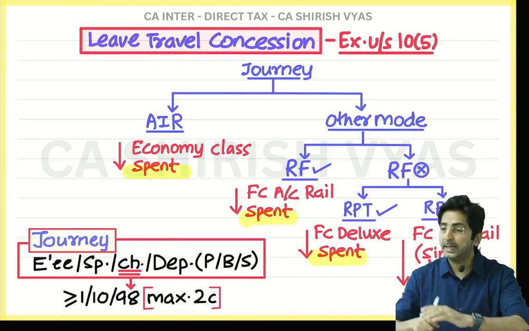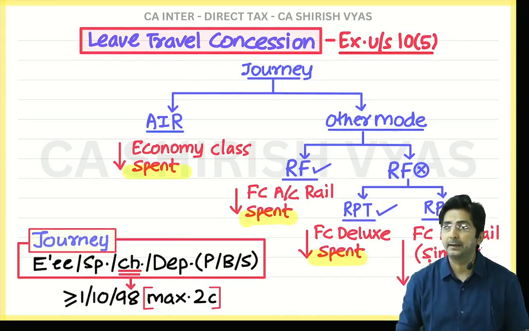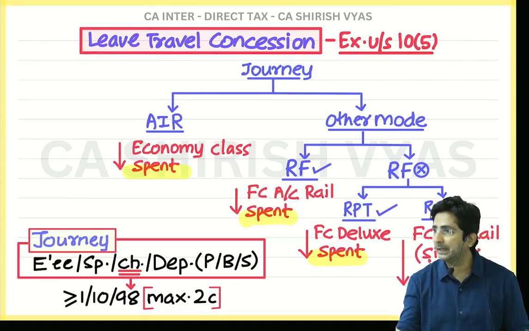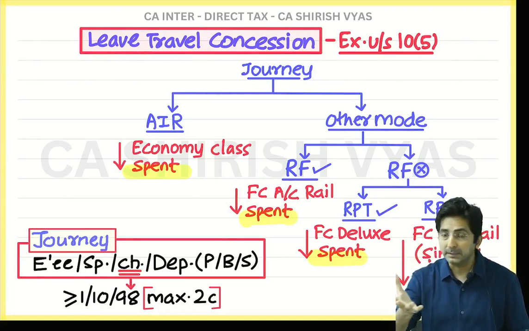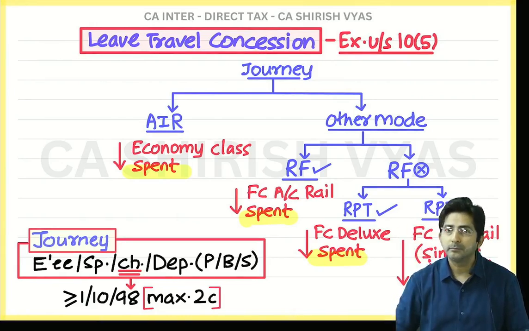Employees, he has many children, but on or after 1-10-98, he had twins. Means after the budget was announced, his wife delivered twins. So twins means 2 children. So the quota and the limit of 2 is over. So now if he gets 1 more child, it will become taxable.